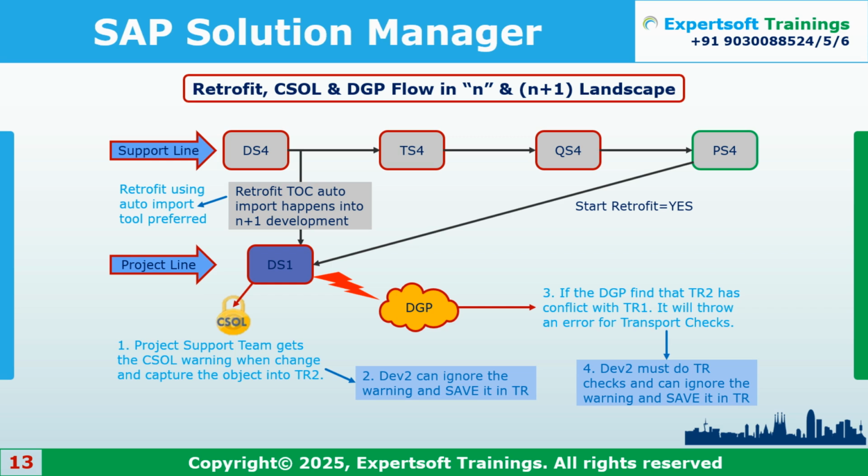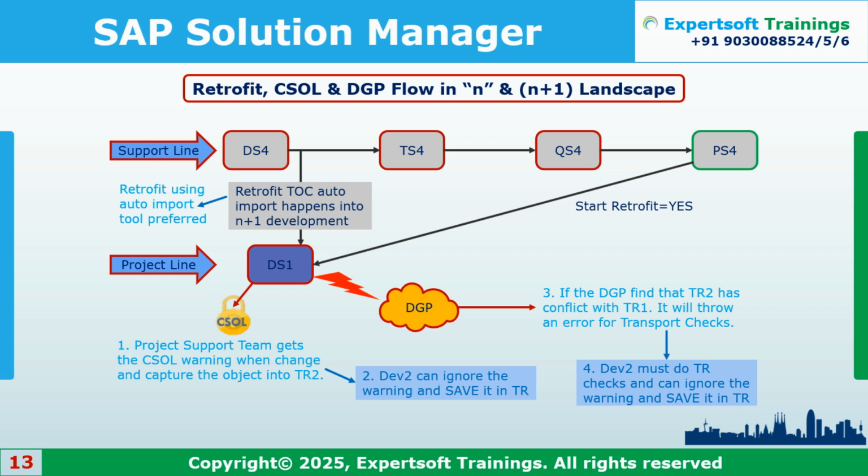And this is the workflow for the retrofit, CSOL and DGP in N plus one landscapes. DS4, TS4, KS4, PS4 are the development, test, quality and production systems, and DS1 is the N plus one landscape, the project line, support line. Once the changes move from development to test to quality to production, there's an option called retrofit. Once we click on retrofit, changes will move directly into the DS1 system. A TOC will auto import into that, then the TOC will go and sit in DS1, and we need to retrofit the changes from the TOC to a TR created in the DS1 system. This is where we can see the CSOL log and DGP.